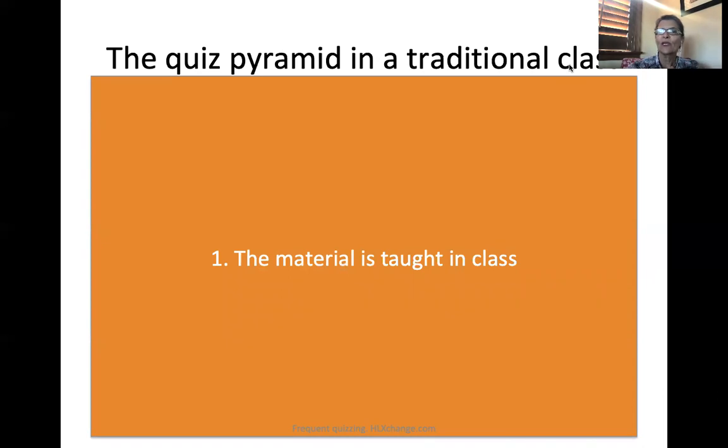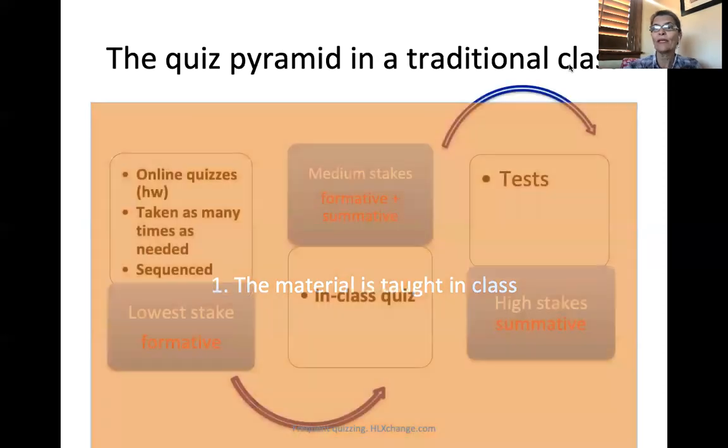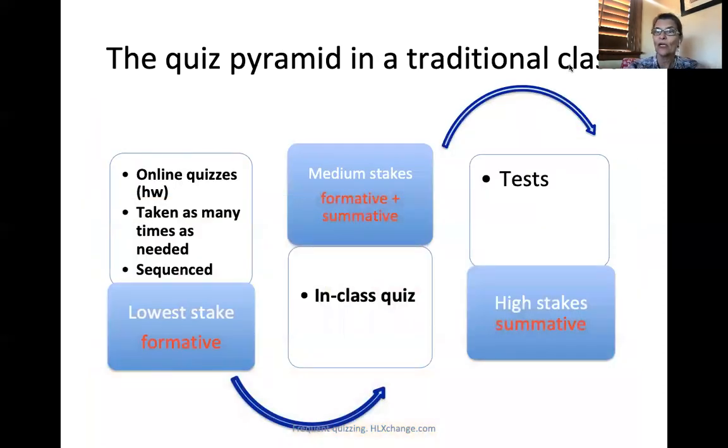Let's see how this works in a traditional class. By a traditional class, I mean the kind of class where the professor or the teacher walks in and first teaches the material and then practices it through activities. After that happens, typically students are sent home to do homework practice.